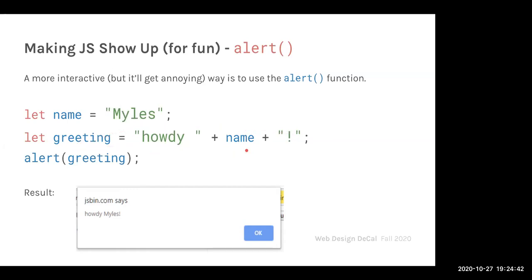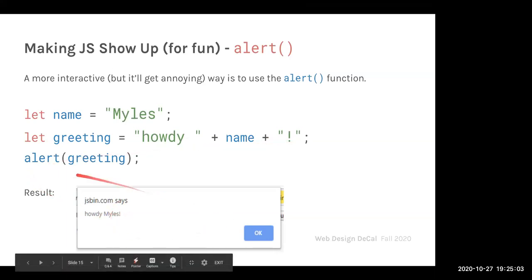One thing to keep in mind, I forgot to mention, is that when we do reference a variable, you don't want to put quotes around it. So in this case, if we had quotes around name, then our greeting would just be howdy name exclamation rather than howdy Miles exclamation mark. And as you can see here, this is what it looks like when you do an alert.